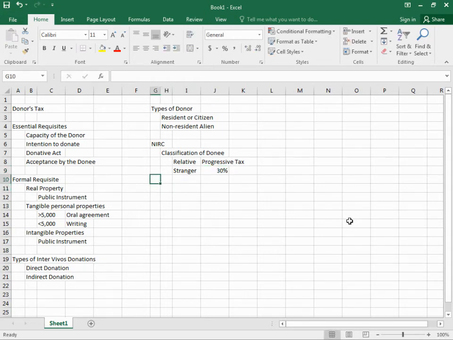Okay? But in our TRAIN law, there's no need to classify. Okay? So, ang ating tax rate is 6% flat. Okay? 6% flat, parang si Senyor Santibanias. Ayan. So, please take note of that. Okay?